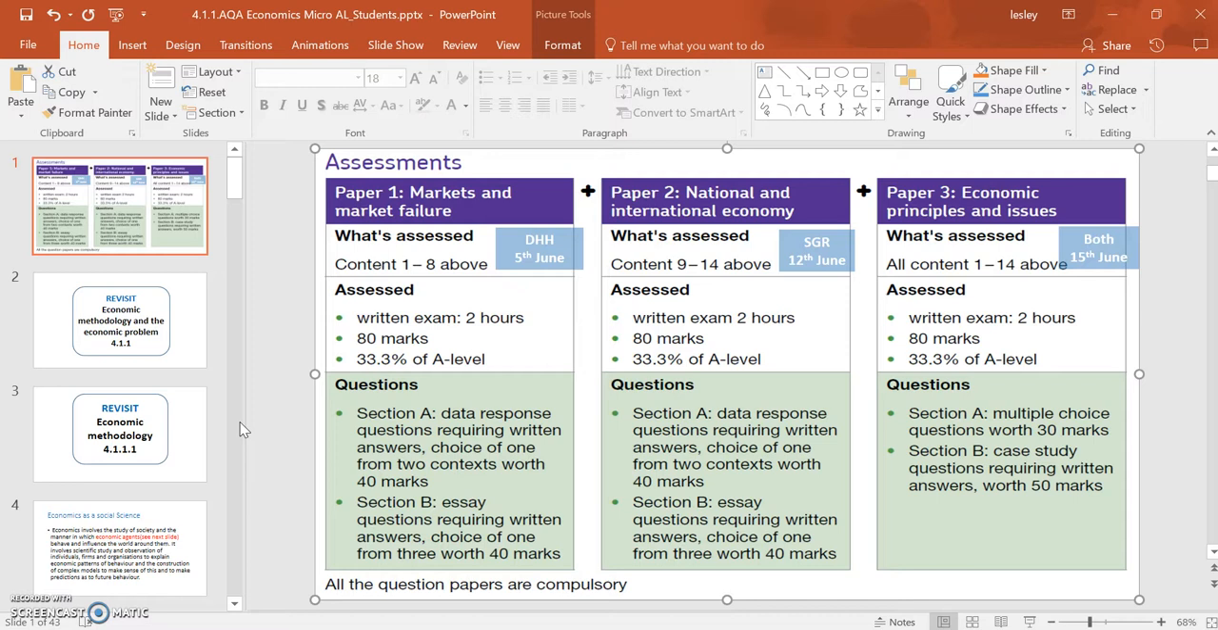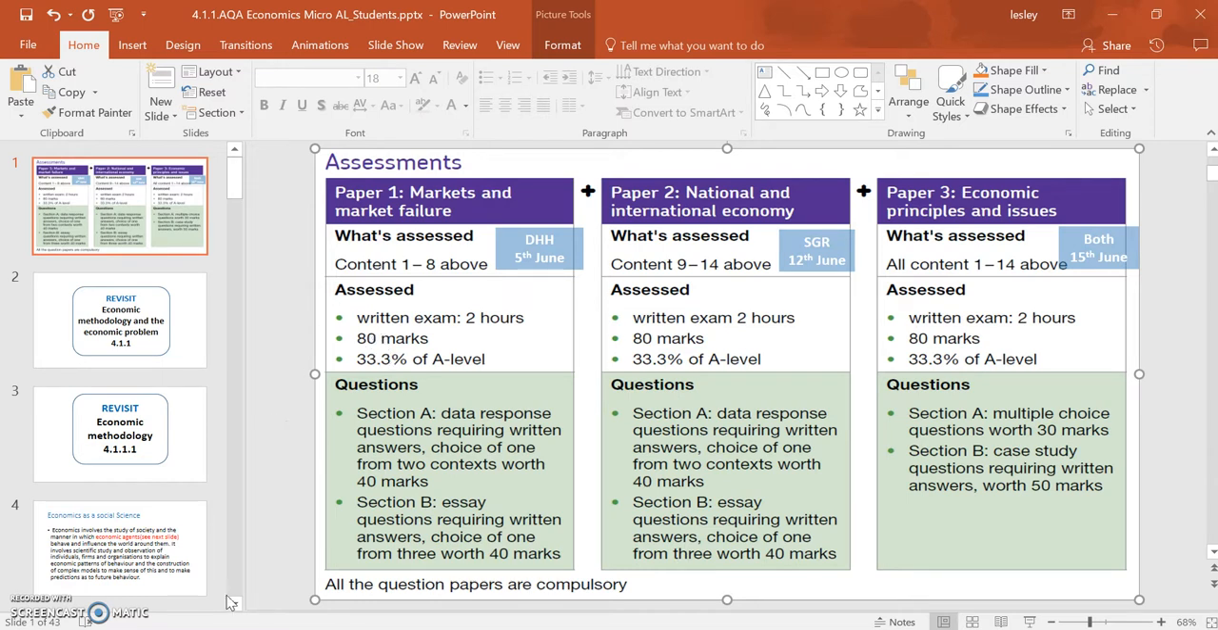Now, one quick thing to know is the assessments. You can see the 3 assessments on the screen. The microeconomics exam is paper 1, Robbo's macro paper is paper 2, and paper 3 is a synoptic paper, a combination of both of them, because of course micro does lead to macro. And that's based on a case study as well. And that's 5th of June for the micro, 12th of June for the macro, and the 15th of June for the synoptic paper 3, and those are correct as of the 4th of July 2017.